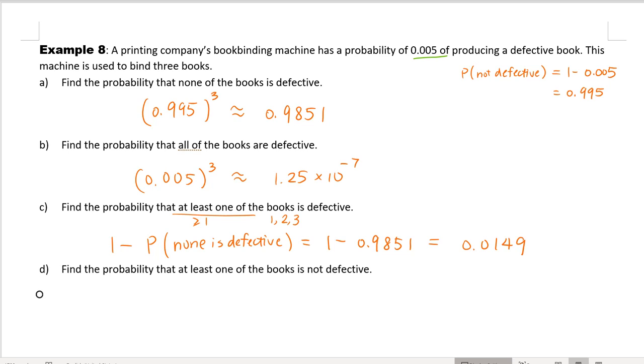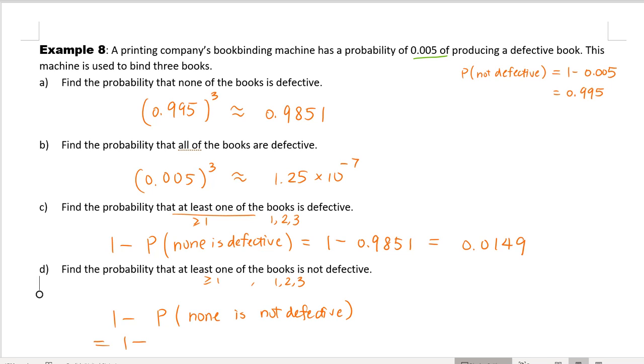Okay. And then part D, find the probability that at least one of the books is not defective. Well, at least one of the books means it could be 1, it could be 2, it could be 3. So it's better to consider the complement. The complement is 0 is not defective. So none of them is not defective, so all of them are defective, right? So this is 1 minus the probability of none of them being not defective.